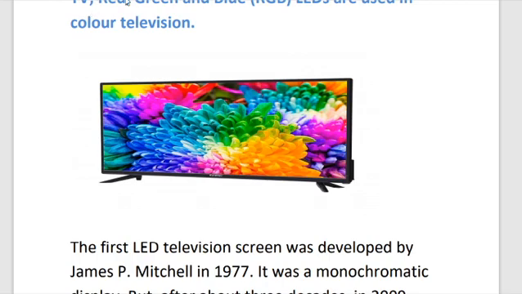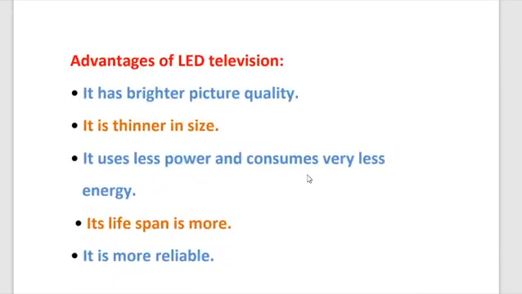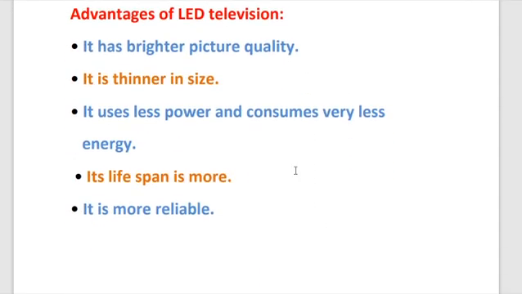Then what are the advantages of LED television? It has brighter picture quality. Picture quality is brighter. Then it is thinner in size. Then third one, it uses less power and consumes very little energy. And its lifespan is more. It is more reliable. Reliable means it is trustworthy or good in quality.